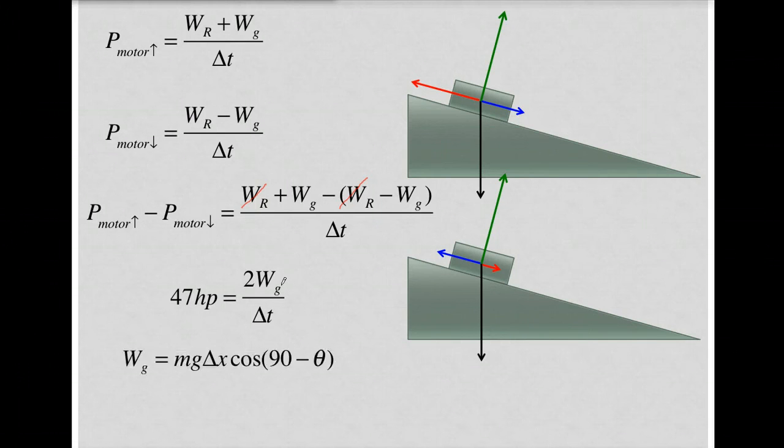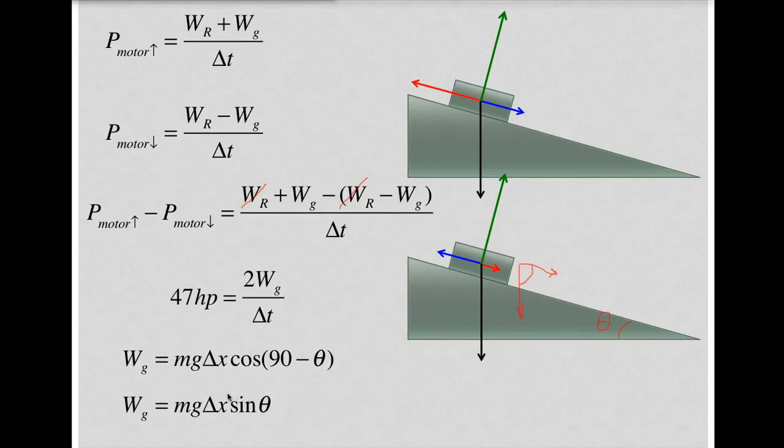So the work done by force of gravity is mg delta x times cosine. Technically, if I were to do it the right way, that's my displacement and that is my force. So the angle between the displacement and the force is going to be 90 minus theta. But cosine of 90 minus theta is sine of theta. So I'm rewriting this as mg delta x sine of theta.